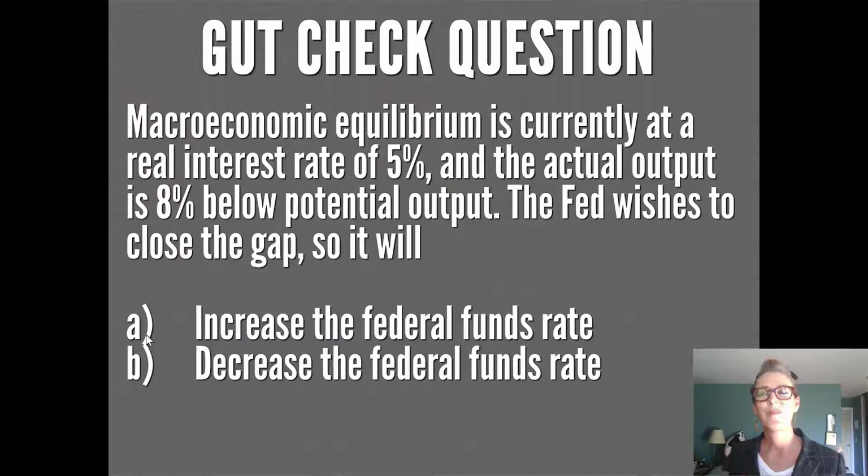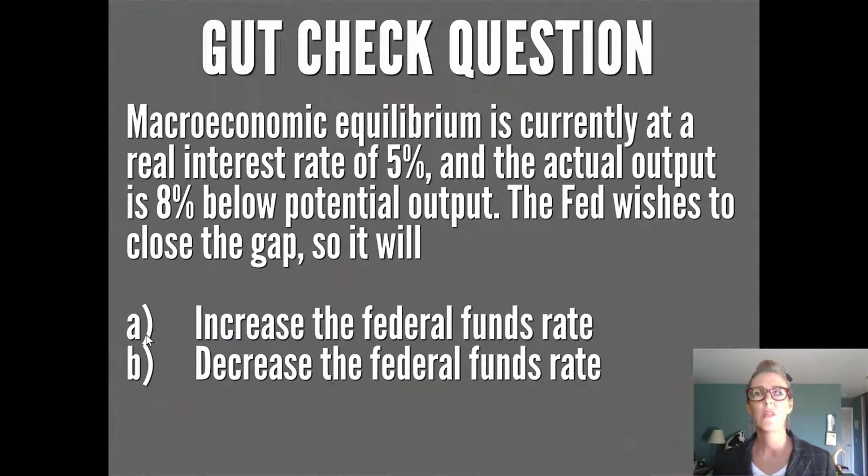Another gut check question. Let's say we're at a real interest rate of 5% and the actual output is 8% below potential output. So negative 8% GDP gap. If you want to close the gap, and of course the Fed does, it is mandated to do so, what will it do? Remember, the Fed is one of the two policy arms. The Fed does monetary policy, the federal government does fiscal policy. We're focusing just on the Fed right now. The federal government may have some tricks up its sleeve too, but what's the Fed going to do? They're going to A, increase the key interest rate, the federal funds rate, or B, decrease it. Pause it, think about it if you like.